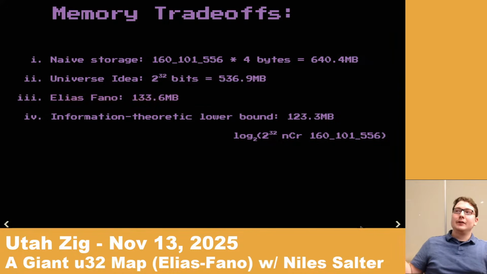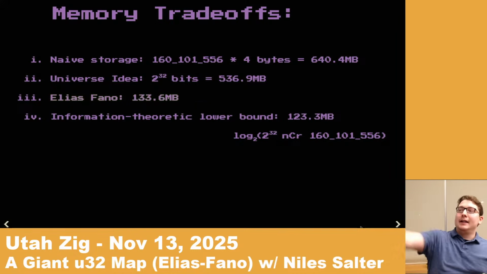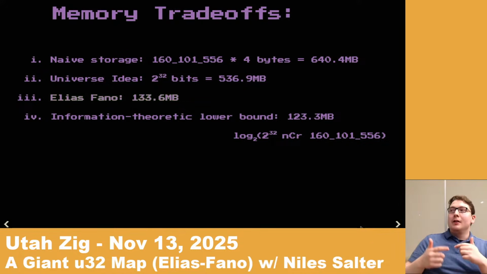If we have 2 to the 32 bits, and we have 160 million of those are 1 bits, how many 2 to the 32 bit strings are there that match the criteria I just said? That's given by 2 to the 32 choose 160 million. If we take the base 2 logarithm of that, that tells us the minimum number of bits it would take to distinguish between that many possible data sets.